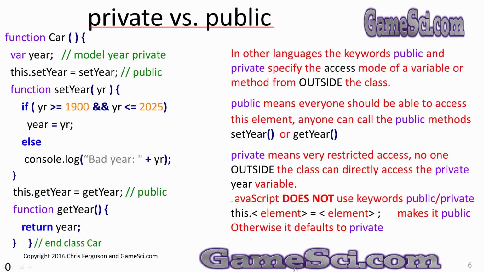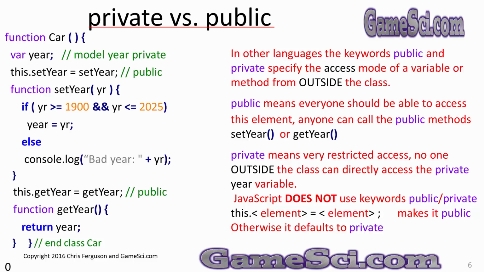Anyone can call the public methods setYear and getYear in this example. Private means very restricted access. No one outside the class can directly access the private year variable. JavaScript does not use the keywords public and private. It uses the this dot strategy. This dot some element equals this other element. That's what makes it public.